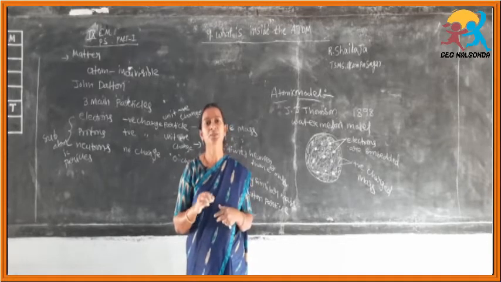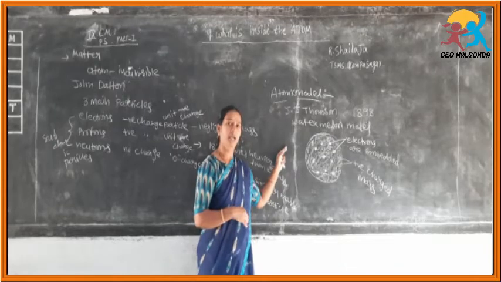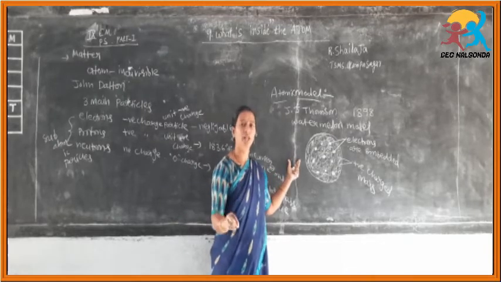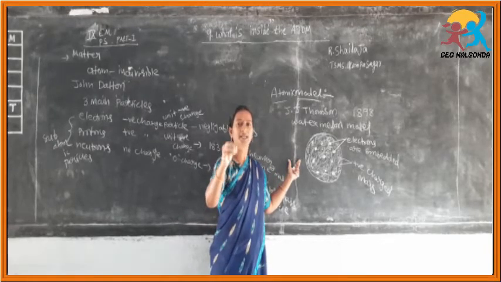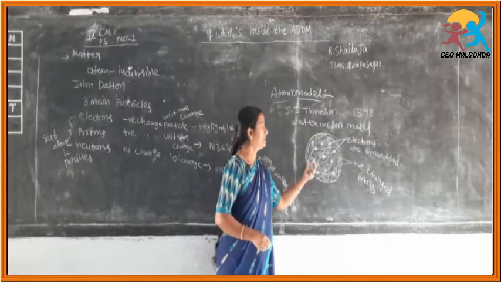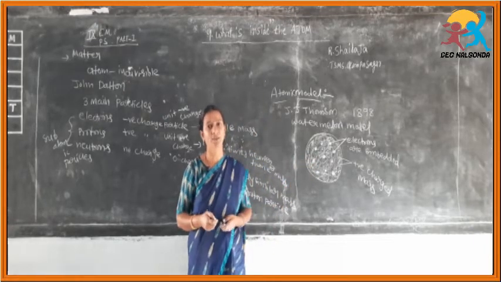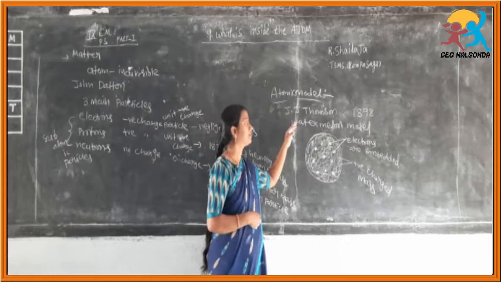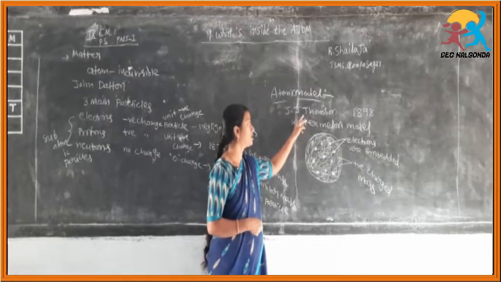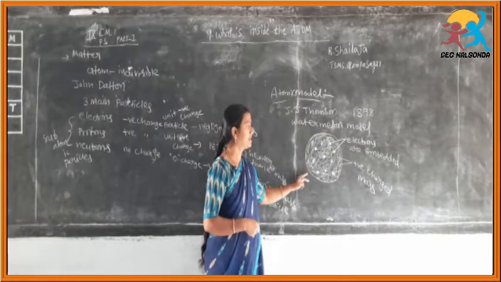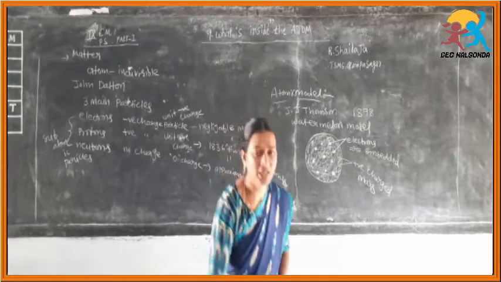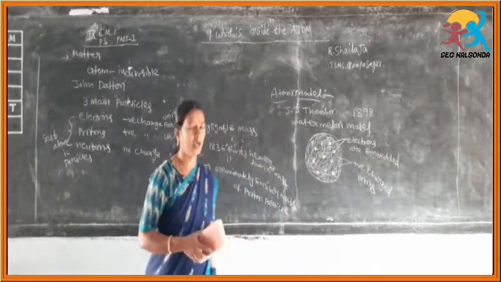This was proposed in the J.J. Thomson atomic model. It is also called the plum pudding model, where the electrons are embedded in the pudding. So this is the J.J. Thomson atomic model of 1898, the watermelon model.